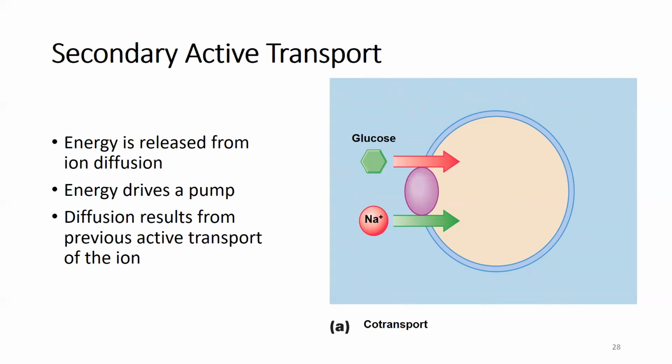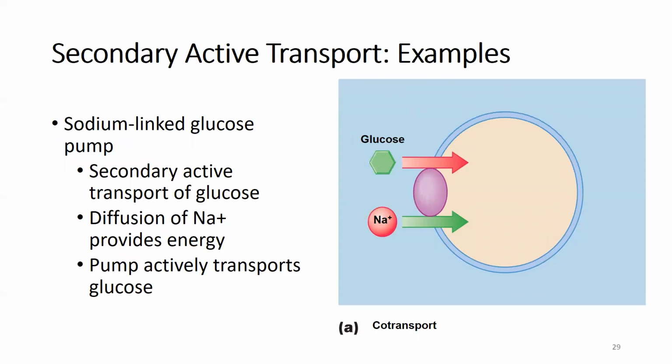We're going to use the energy that is released when an ion diffuses or moves along its own concentration gradient. It's going to be a result of the previous active transport of this ion. Okay. Let's look at some examples. The first one is the sodium-linked glucose pump.